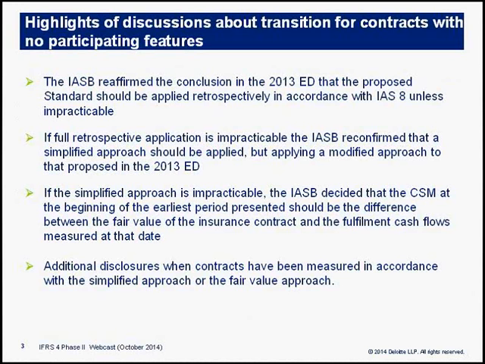A third decision is that if also the simplified approach is impracticable, the ISB has decided the CSM at the transition date will be measured by calculating the difference between the fair value of the insurance contract that is in existence at that date and the fulfillment cash flows measured for that contract at the same date. The fourth and final decision is that additional disclosures as presented in the draft IFRS last year will be included, with the additional requirement of separating the disclosure for the simplified approach and the fair value approach.